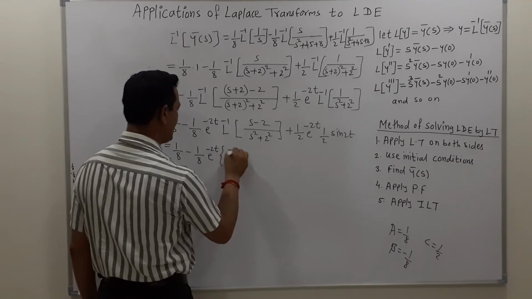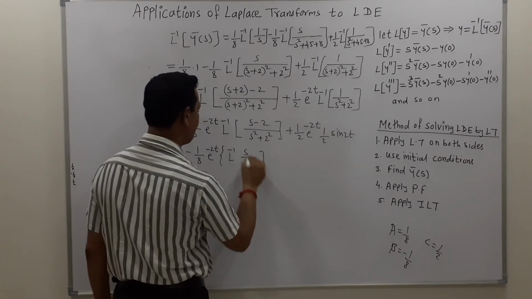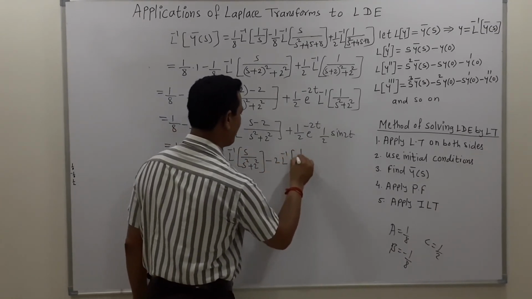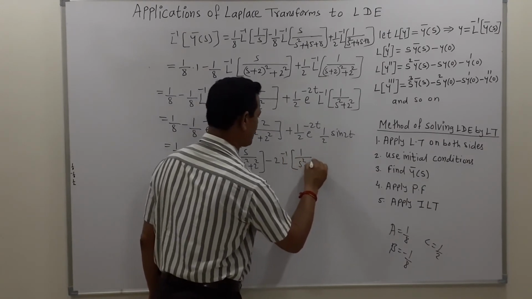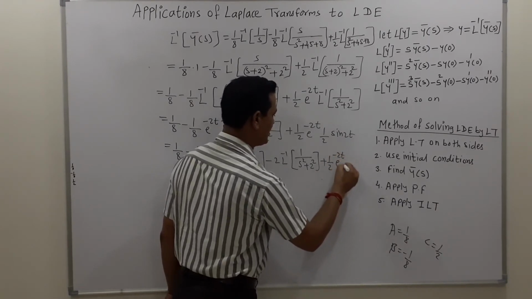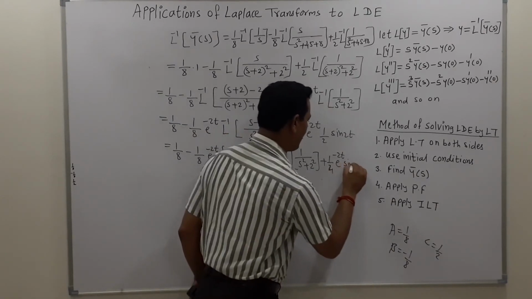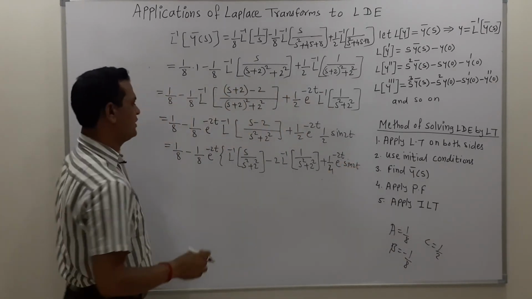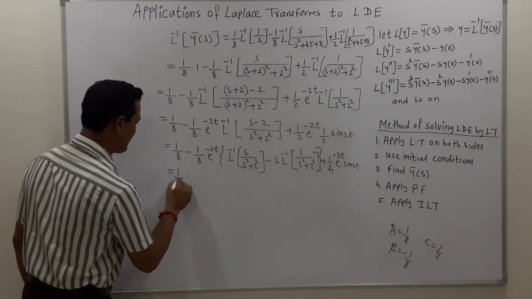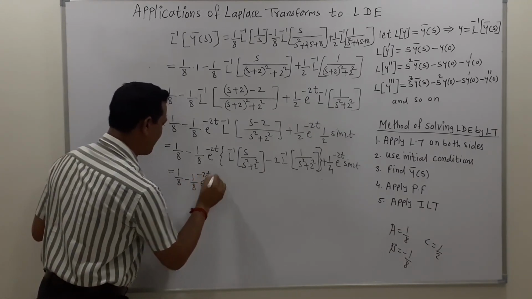So then this is inverse Laplace transformation of s upon s square plus 2 square, first term, minus 2 times inverse Laplace transformation of 1 upon s square plus 2 square, plus 1 upon 2 e raised to minus 2t. So this becomes 1 upon 4 into sine of 2t as it is. So now just find out the inverse Laplace transformation of these 2 terms. So we get this as 1 upon 8 minus 1 upon 8 into e raised to minus 2t.